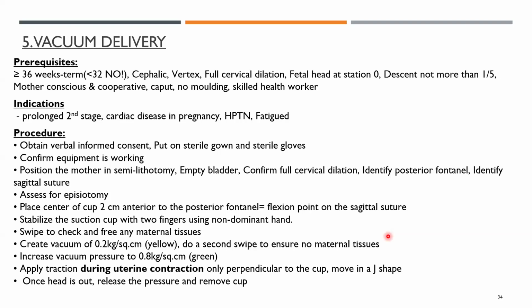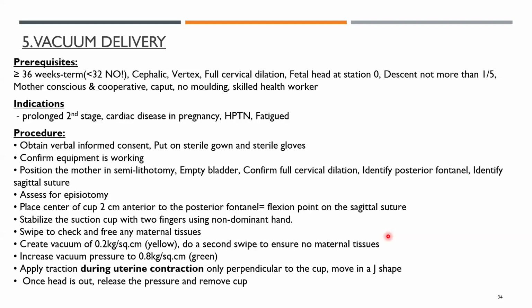You don't need to cram this. You just have to get it to the yellow mark on the vacuum, on the Kiwi. Once you've done that, you do a second swipe to ensure that you have no maternal tissue that will come in again, before you now increase the vacuum pressure to 0.8, which is up to the green mark.